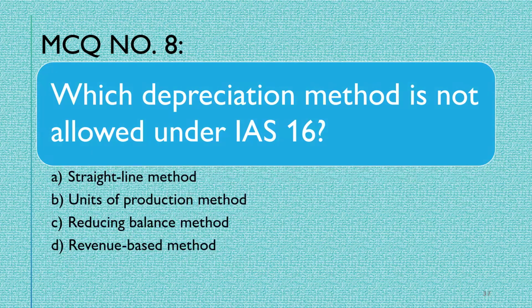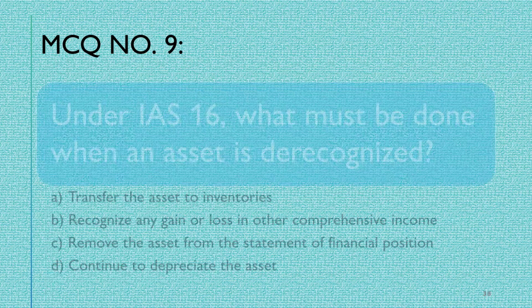Question number 8. Which depreciation method is not allowed under IAS 16? Option A, straight line method. Option B, units of production method. Option C, reducing balance method. Option D, revenue based method. And the correct answer is option D, the revenue based method. Since the first three methods, that is straight line method, units of production method, and reducing balance method, are allowed under IAS 16.